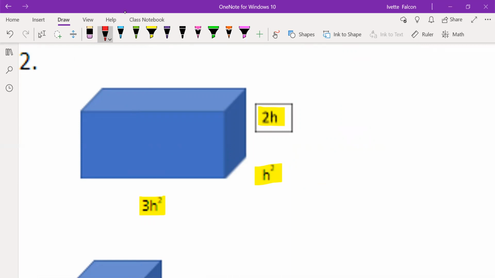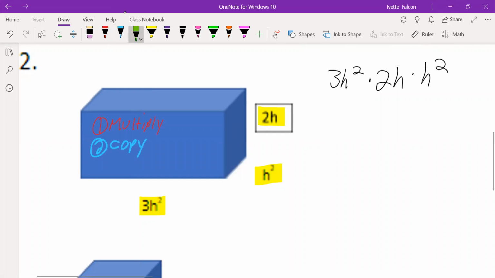So we're gonna multiply 3h to the power of 2 times 2h times h to the power of 2. So I'm multiplying all three of them. And we're gonna follow our same steps. We're gonna multiply the coefficients, copy the variable, and add the exponents.